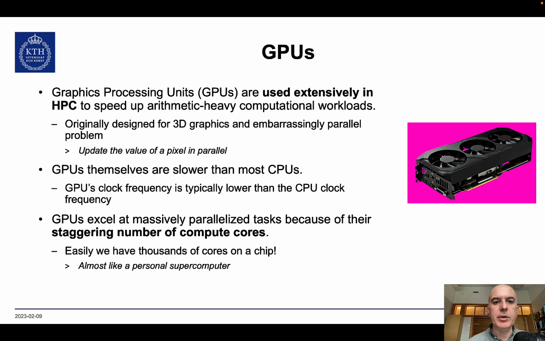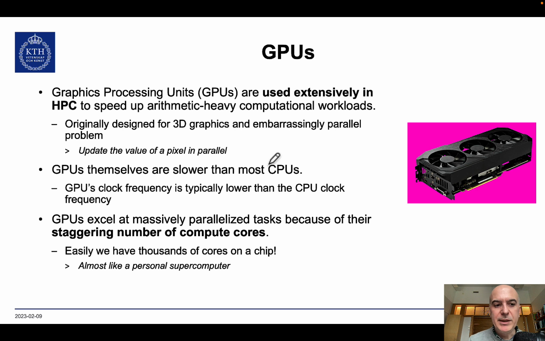So graphics processing units, in short GPUs, are widely and extensively used in high-performance computing applications, specifically to speed up arithmetic-heavy computational workloads. GPUs were originally designed for 3D graphics and specifically for embarrassingly parallel problems, so they do not require strong synchronization or communication across threads. A typical example of an embarrassingly parallel problem is, for instance, to update the value of a pixel in an image. Right? So we can update this value without knowing the information from our neighboring pixels most of the time.